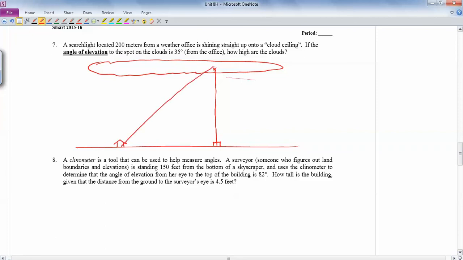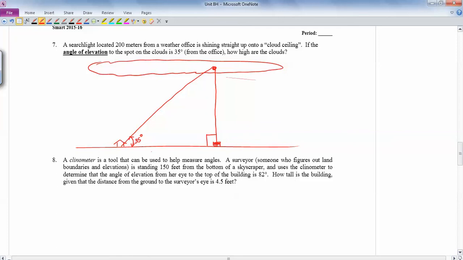And from the weather station, you can measure this angle. And in this problem, the angle of elevation here is 35 degrees from the ground up to the line of sight. Well, the spotlight's shining straight up, so that's a right angle. And then the other thing that's easy to measure is how far the weather station is from the spotlight. Right, this is where the spotlight's shining up, right here.